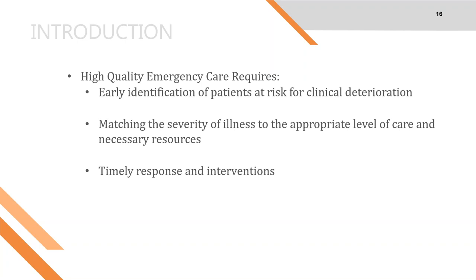So when it comes to abnormal vital signs, we know that for high quality emergency care, there are several pieces that need to happen. First off, we need to be able to identify patients who are at risk for clinical deterioration, and this can be at times subtle when it comes to pediatric patients. We need to be able to match that severity of illness to the appropriate level of care, and then identify opportunities for timely intervention. And this is really key to making sure that children receive the right care at the right place at the right time, is those timely interventions and early recognition. So that's really the impetus for this bundle and the work that we're going to be undertaking through this bundle.